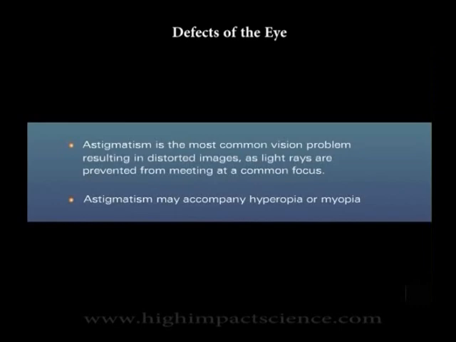Astigmatism. Astigmatism is the most common eye problem, resulting in distorted images as light rays are prevented from meeting at a common focus. Astigmatism may accompany hyperopia or myopia.